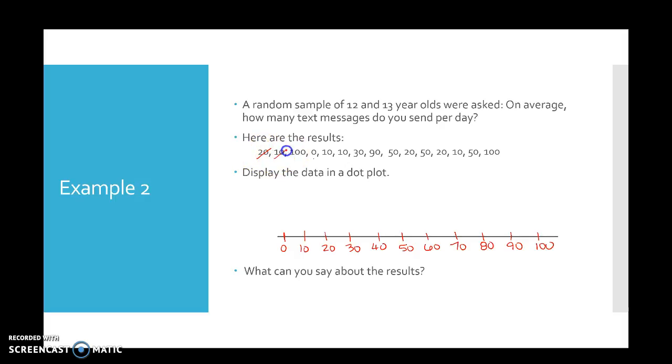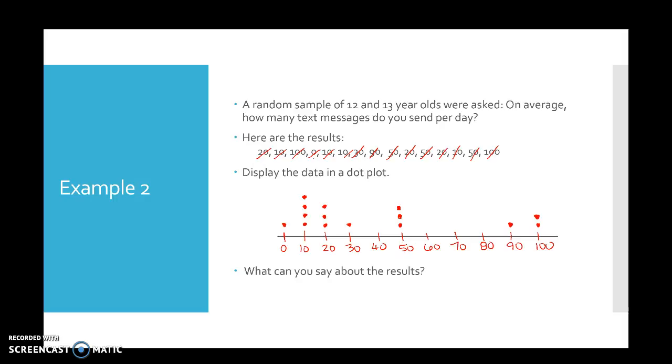So I have 20, 10, and then 100. So 20, 10, 100, 0, 10, 10, 0, 10, 10, 30, 90, 50, so 30, 90, 50, 20, 50, 20, 20, 50, 20, then 10, 50, 100, 10, 50, and 100.